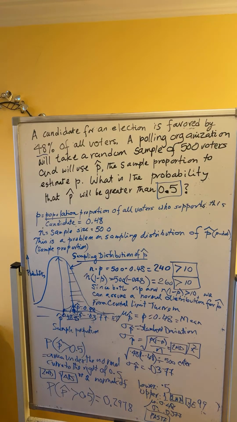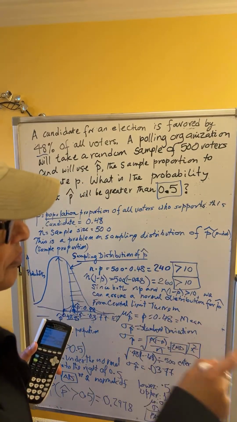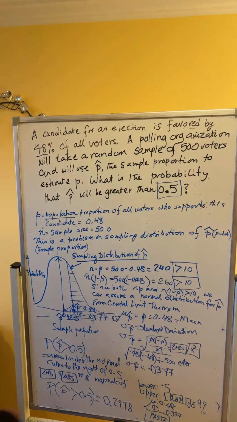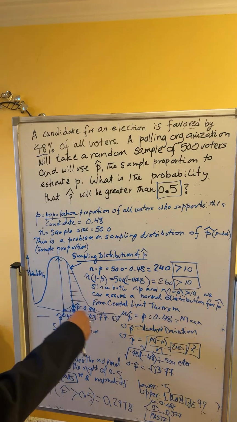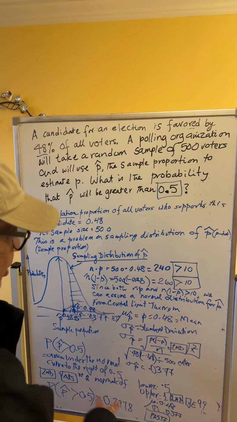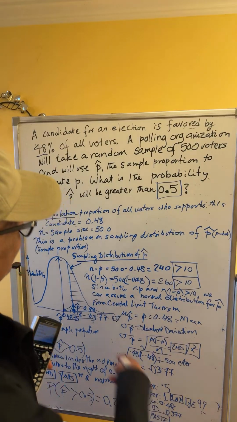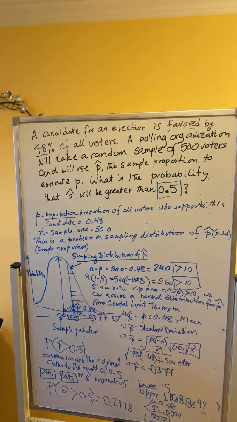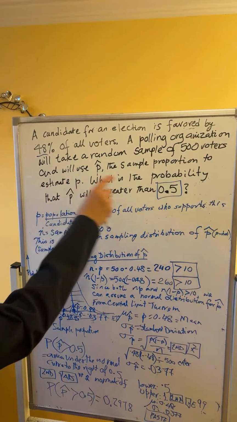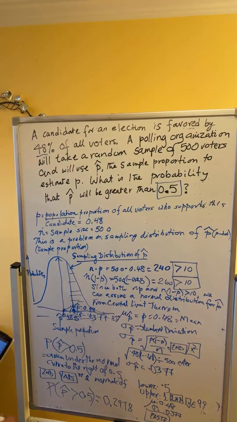Bring the cursor on paste. One thing to remember on TI-84, when the cursor is on paste, you hit enter twice, and you get the probability as 0.2978. This is the area under the normal curve to the right of 0.5. Or in other words, there is a 29.78% chance that the sample proportion P hat will be greater than 0.5, very high probability. Okay.